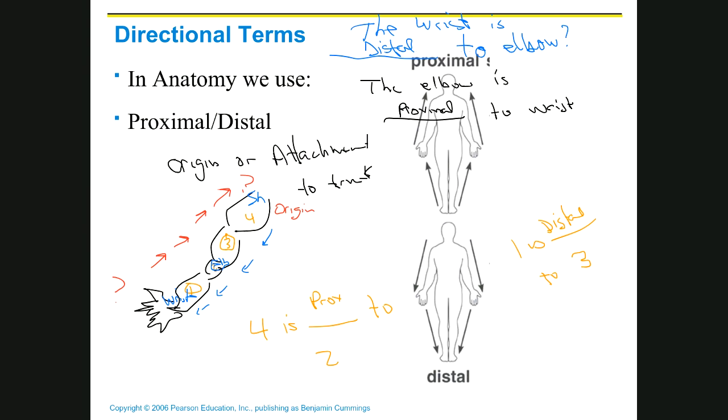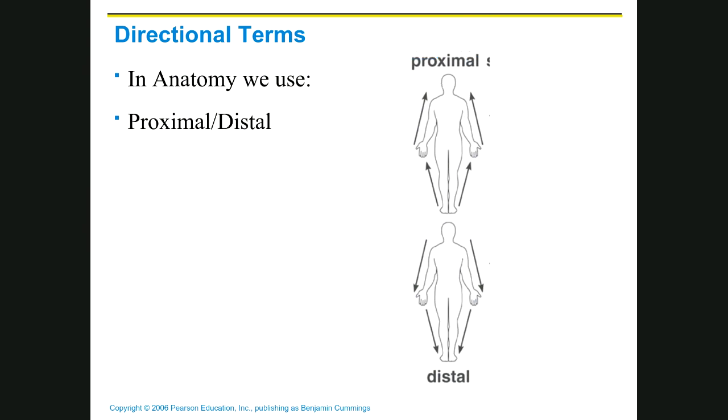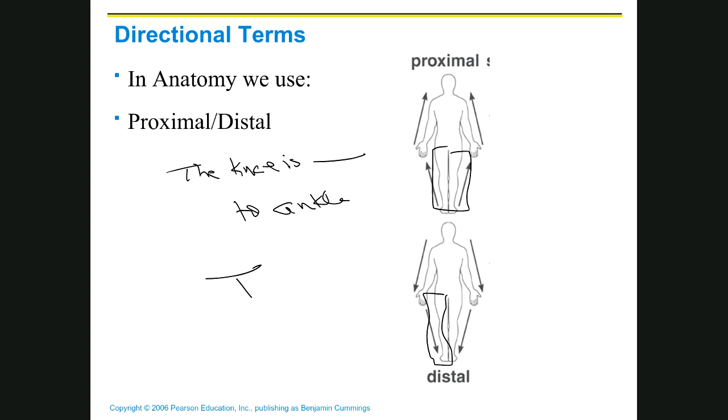Let's do it for the leg. I'm not going to draw the leg, but there's the leg. What if I were to say the knee is blank to the ankle? Or what if I were to say the hip is blank to the knee? Or what if I were to say any of those things?